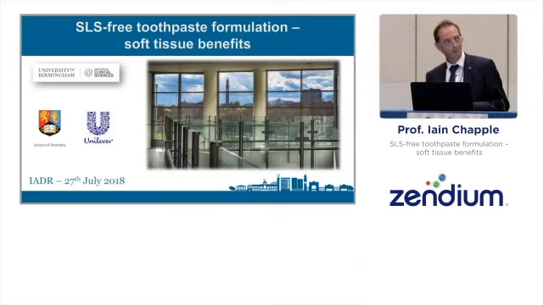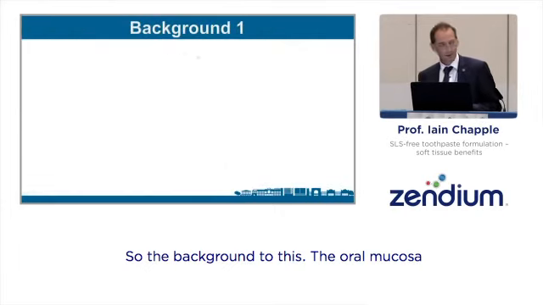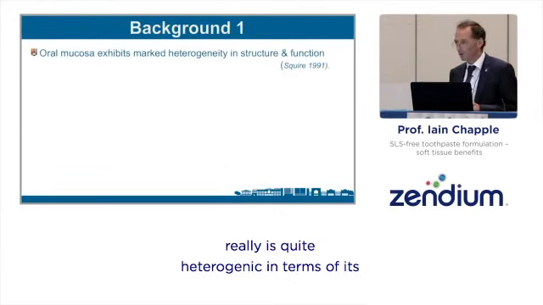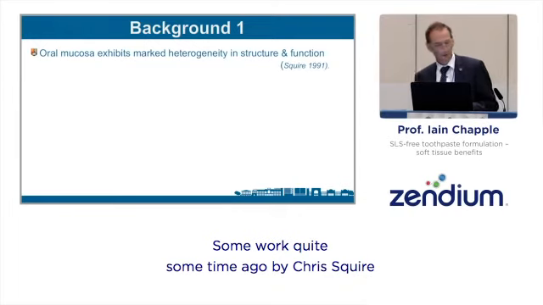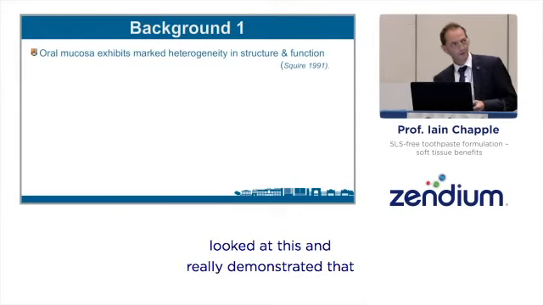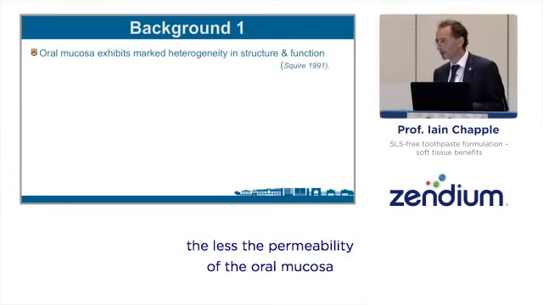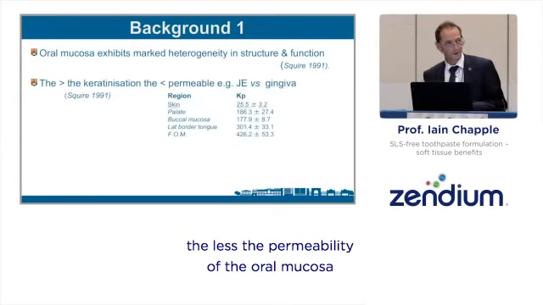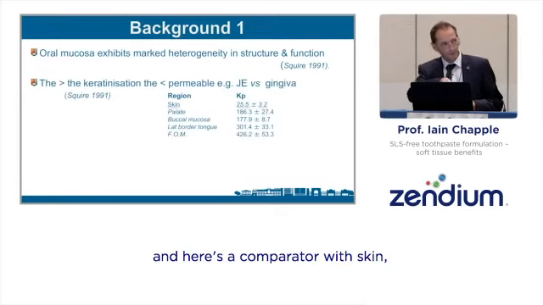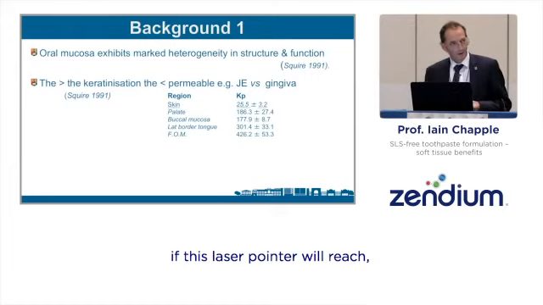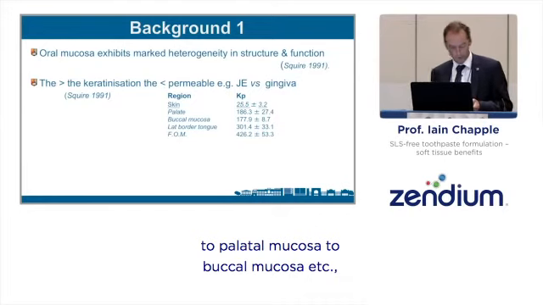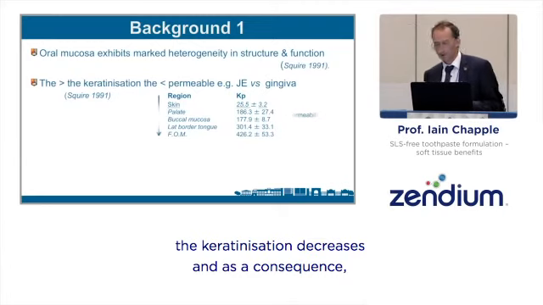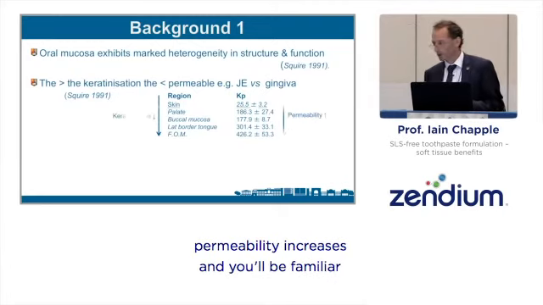So the background to this, the oral mucosa really is quite heterogeneic in terms of its microanatomical structure and its function. And some work quite some time ago by Chris Squire looked at this and really demonstrated that the greater the keratinization, the less the permeability of the oral mucosa. And here's a comparator with skin, if this laser pointer will reach. And you can see that as we go from skin to palatal mucosa to buccal mucosa, etc., the keratinization decreases, and as a consequence, permeability increases.